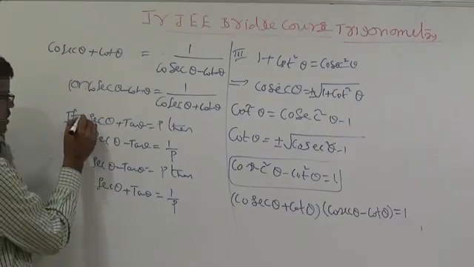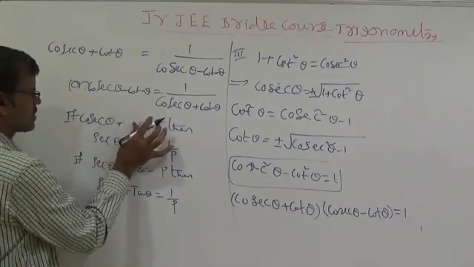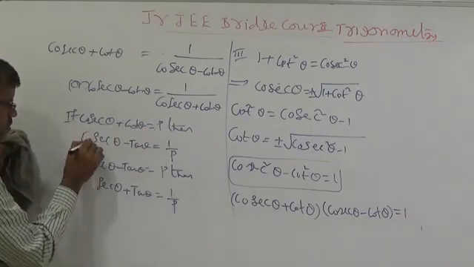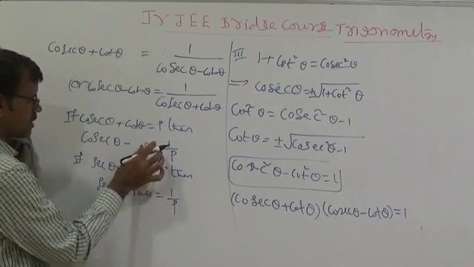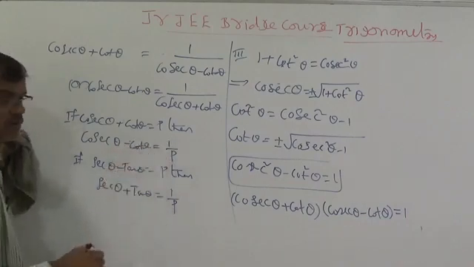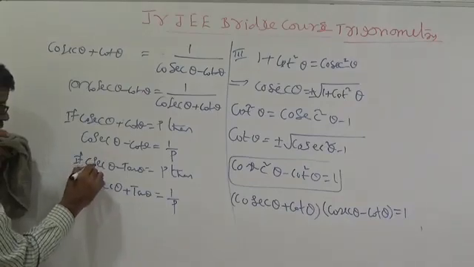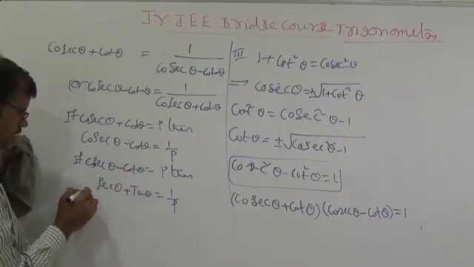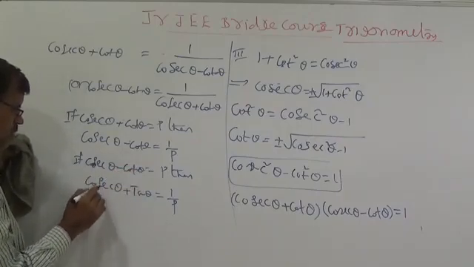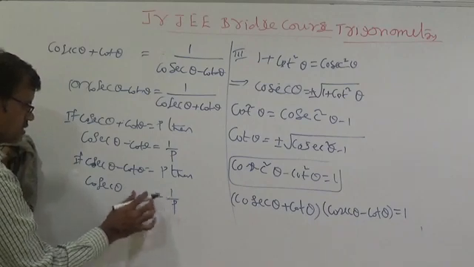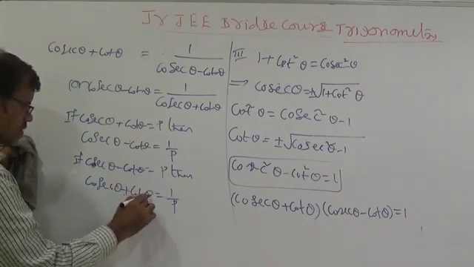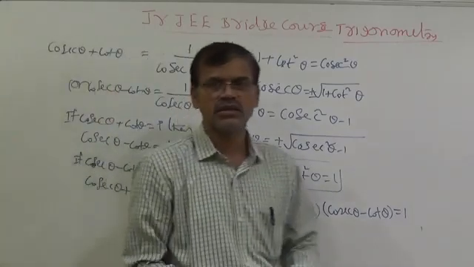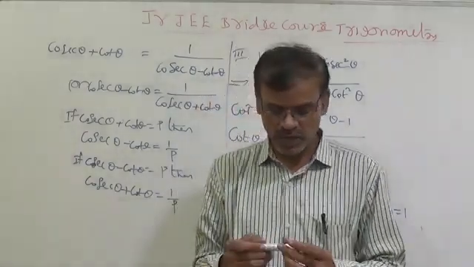You can write here, if cosecant theta plus cot theta is equal to P, cosecant theta minus cot theta is equal to 1 by P. And if cosecant theta minus cot theta is equal to P, then cosecant theta plus cot theta is equal to 1 by P. These are the simple trigonometric ratios.